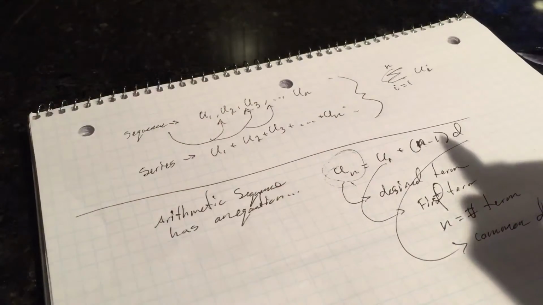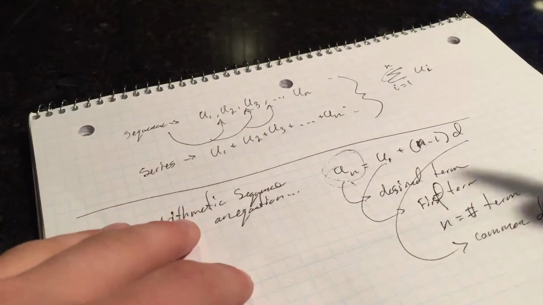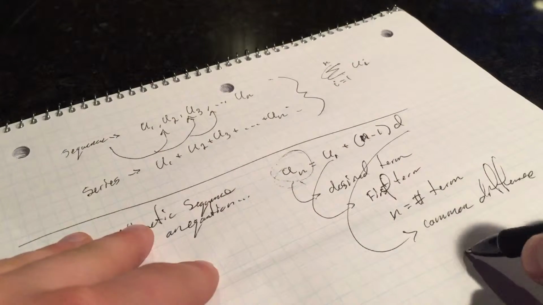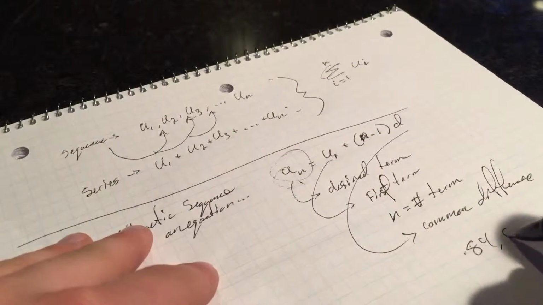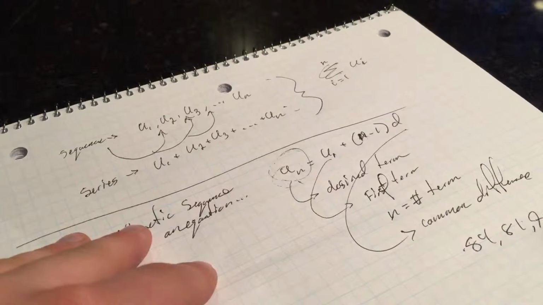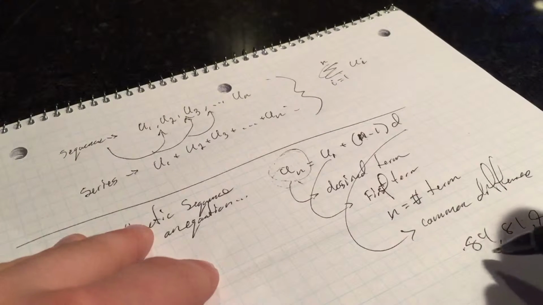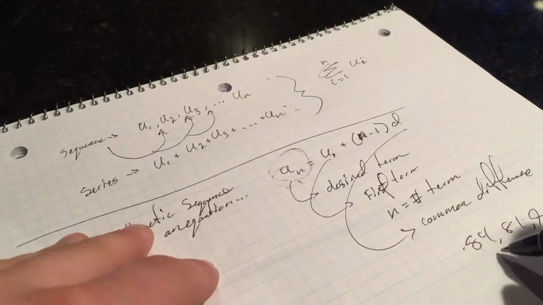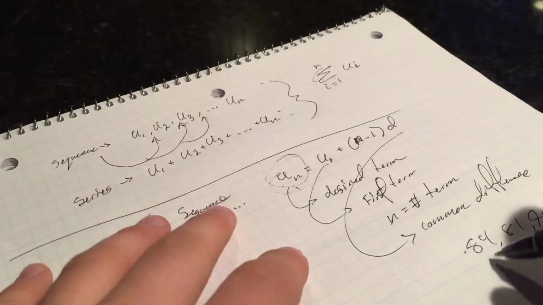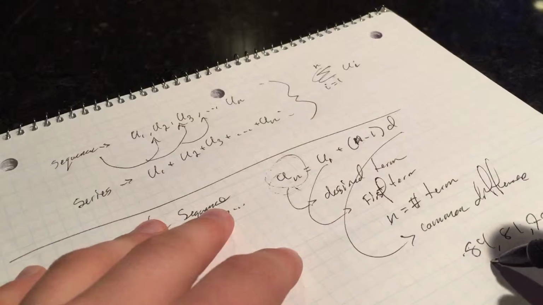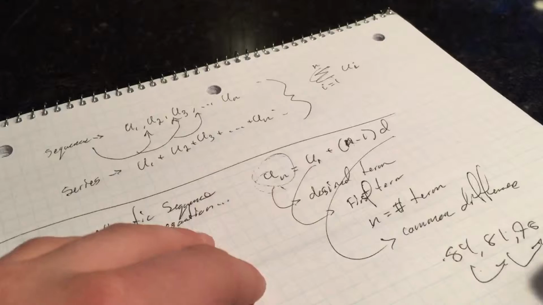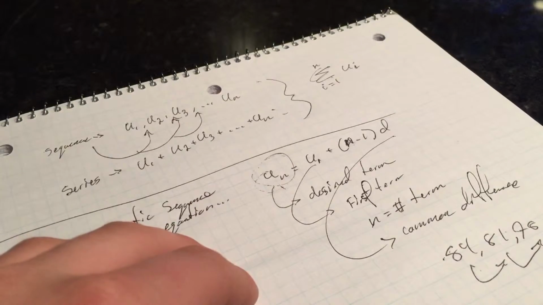So the common difference in a certain sequence, say for example 84 comma 81, 78 comma dot dot dot 12. The common difference is negative 3. So 84 minus 3 gives you 81, minus 3 gives you 78, and so on until we get to 12.